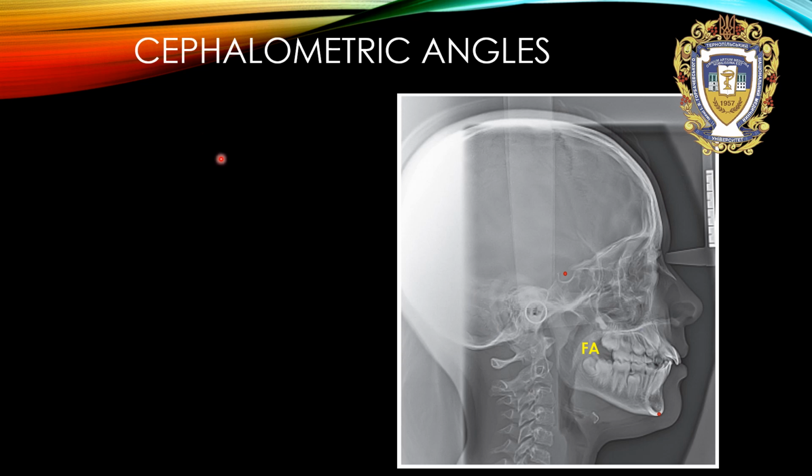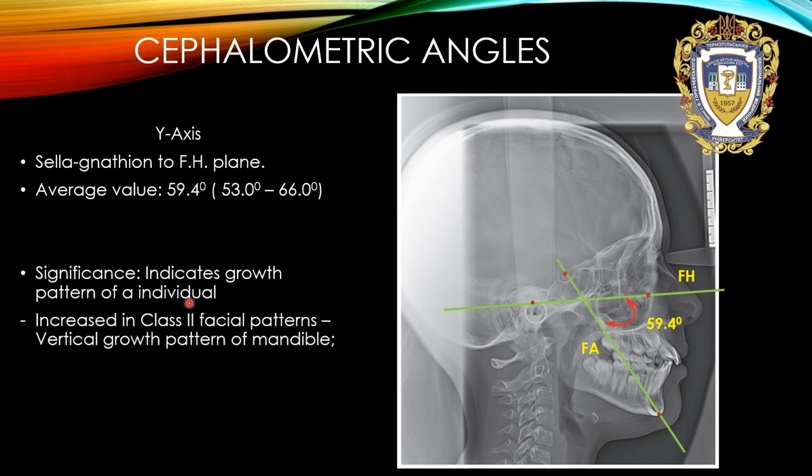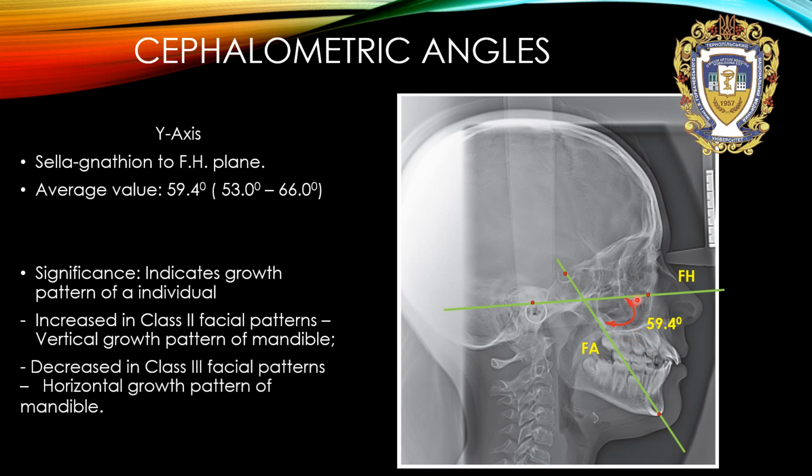Y-axis. It is the angle between the sella-gnathion line and the Frankfurt horizontal plane. Average value 59.4, but normal values can be from 53 to 66 degrees. Significance of this angle: it indicates growth pattern of the individual. Increased in class 2 facial pattern, vertical growth pattern of mandible, and this angle will decrease in class 3 facial patterns, horizontal growth pattern of mandible.